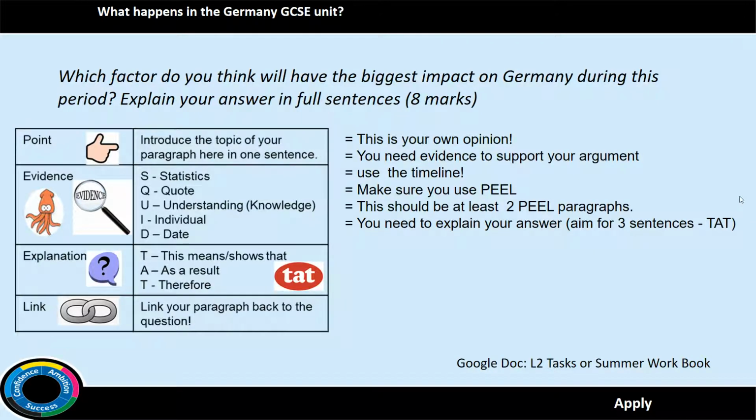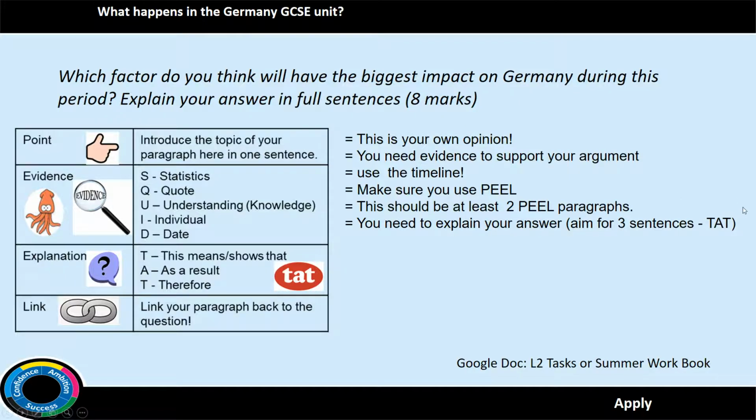You just need evidence to support your argument, so make sure you use your color-coded timeline to help you. Try and use PEEL in your answer. We should end up with about 2 PEEL paragraphs, and try and aim for 3 sentences of explanation. You could use TAT. So this means or shows that, as a result, therefore, to help expand your explanation.